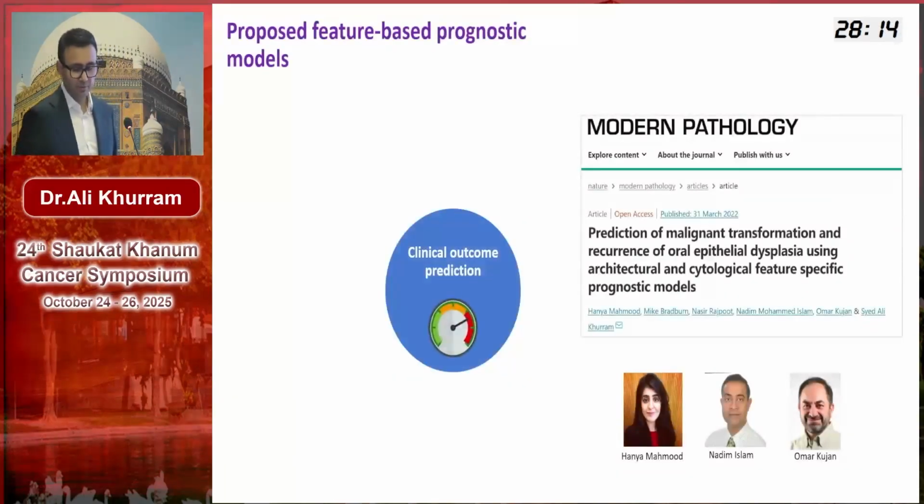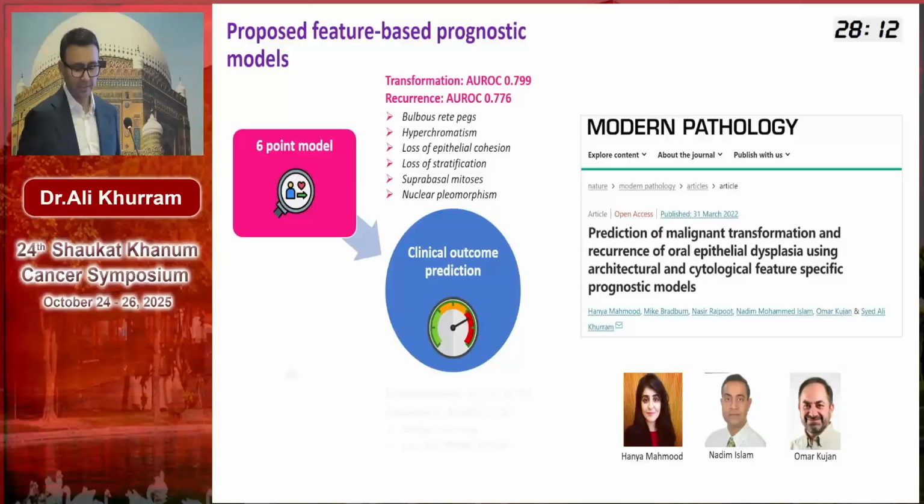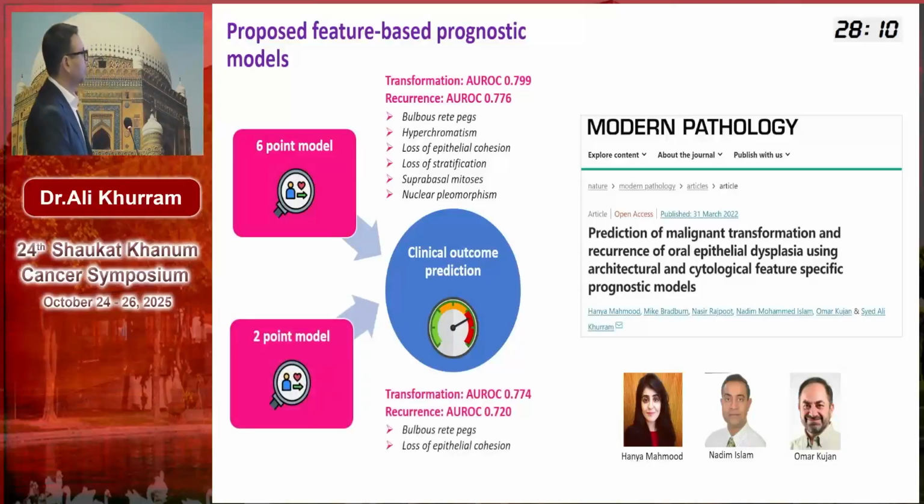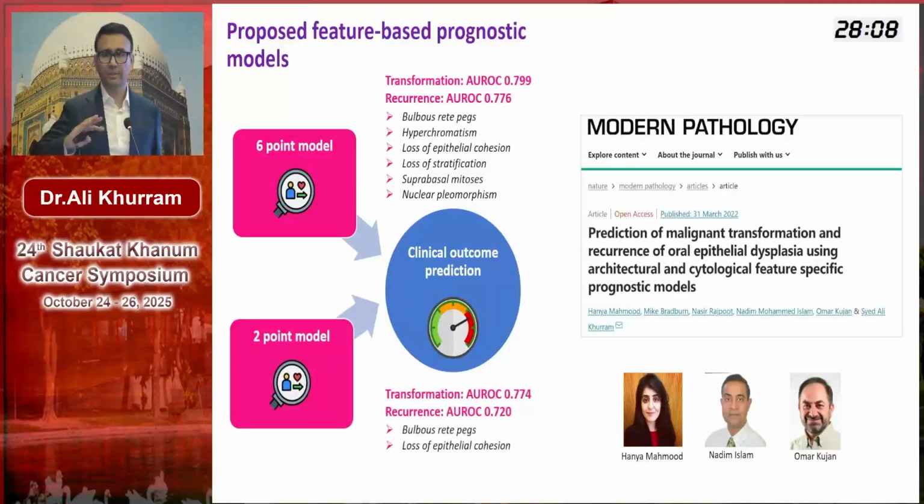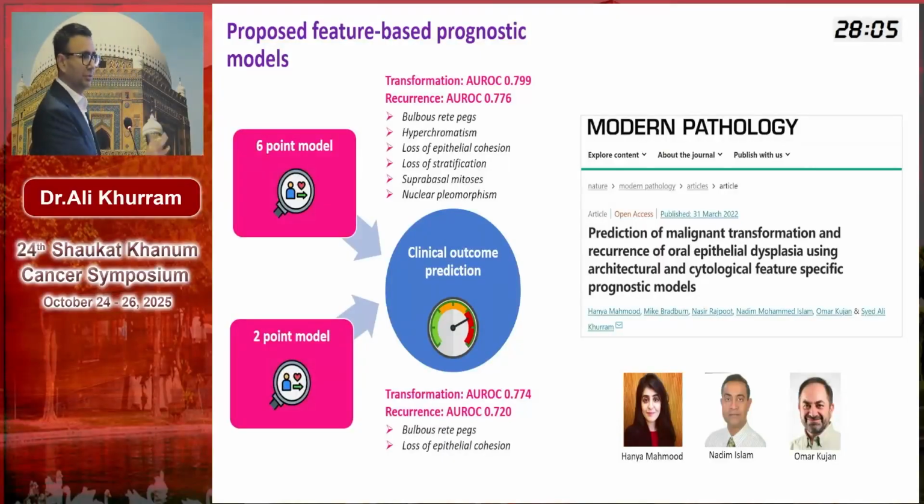And then based on that, we thought, okay, can we actually just do something even before we start using AI? So we came up with a 6-point model. So instead of looking at all the 26 dysplasia features, why don't we just look at these 6 and give a point for each of the features that's present? And that performed really well in terms of transformation accuracy of nearly 80% and recurrence of 77%. And the 2-point model, which was the 2 features between those 6 features that had the highest level of agreement between pathologists, even that did quite well, 77% accuracy.